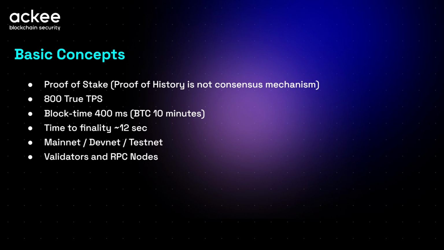Last but not least, on Solana we have two types of nodes. The first type are the validators, and the second type are the RPC nodes. The biggest difference between these two is that validators vote on the consensus. They need to stake some amount of Solana in order to vote for the blocks created, and RPC nodes do not vote on the consensus. This is the only thing you should remember from the difference between validators and RPC nodes.